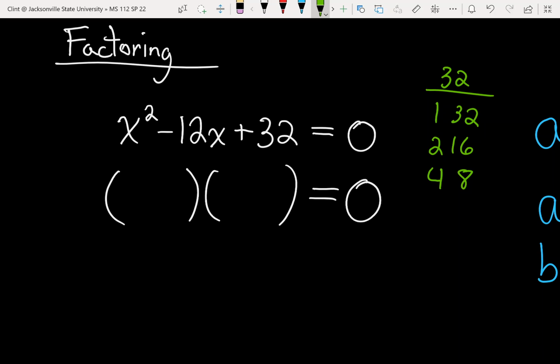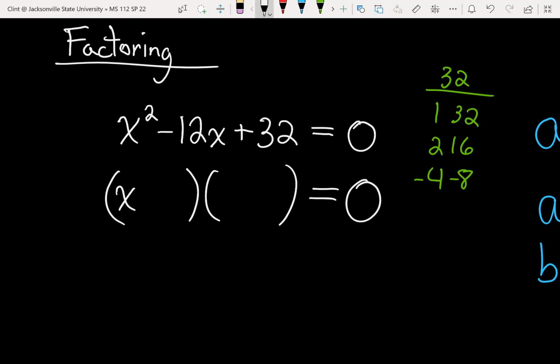We're trying to get -12, and we've got a positive number. So the only way we can get a positive 32 is if both of our factors are positive or both of our factors are negative. So we know, since we're trying to get a negative number, they both got to be negative. So which ones work? 4 and 8. Yeah, if we do -4, -8, that'll give us -12.